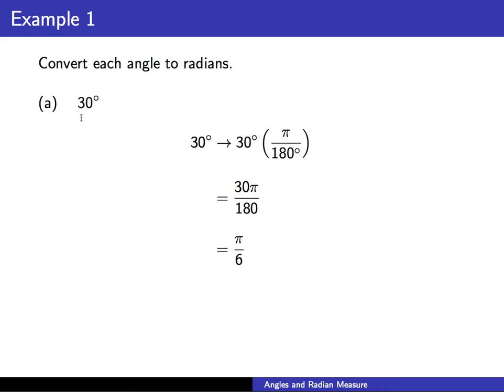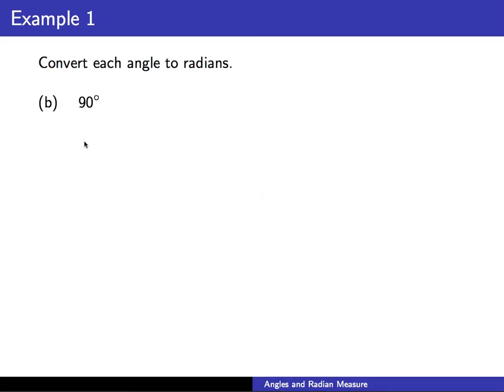So we will see 30 degrees quite a bit in here, so it might be helpful to start keeping some of these conversions in mind. Pi over 6 radians is 30 degrees. Part B, 90 degrees. Well, same thing. We're going to start with 90 degrees, and we're going to multiply it by pi over 180, so our degree units cancel out. So we'll be left with 90 pi over 180, and 90 over 180 is 1/2, and we can write that as pi over 2. So another common angle measurement we're going to see in here is 90 degrees, which is pi over 2 radians.